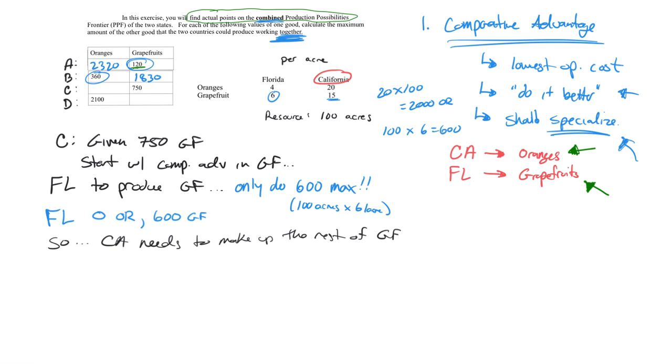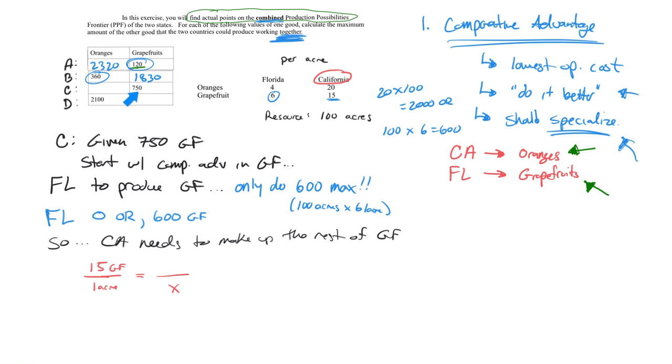All right, I can do that, right? We can do that 100%. Let's just go to a different color, red, to split this up a little bit. So I know that California, for grapefruits, can do 15 per 1 acre, right? 15 grapefruits per 1 acre. We need to figure out how many acres they're going to need to make the rest of them.